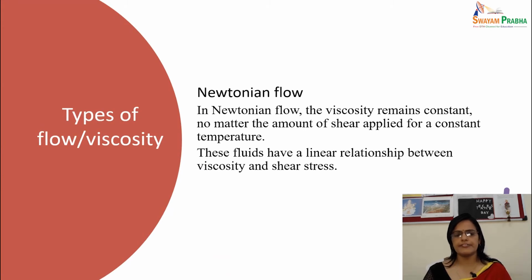Next, we will see different types of flow. Newtonian flow. In Newtonian flow, the viscosity remains constant no matter the amount of shear applied, for a constant temperature. Okay. So these fluids have a linear relationship between shear stress and shear rate. You can take examples of Newtonian flow like water, mineral oil, gasoline, alcohol. So these are examples of Newtonian flow.